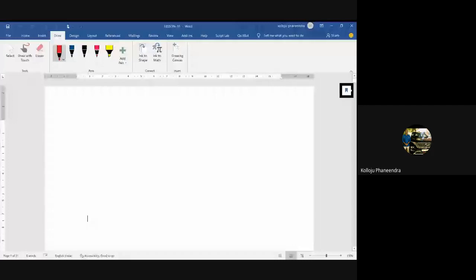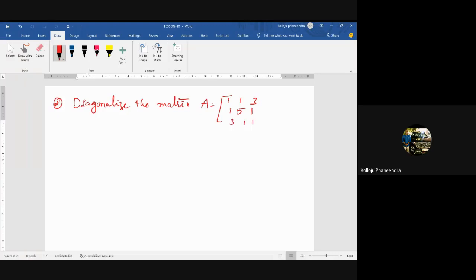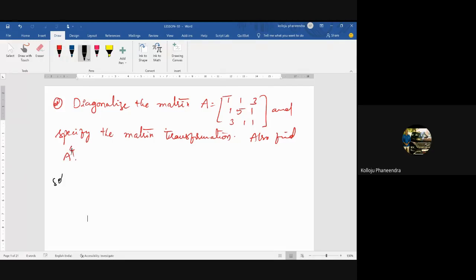Next problem on diagonalization. Diagonalize the matrix A equal to [1, 1, 3; 1, 5, 1; 3, 1, 1], and specify the matrix transformation. Also find A to the power of 4.